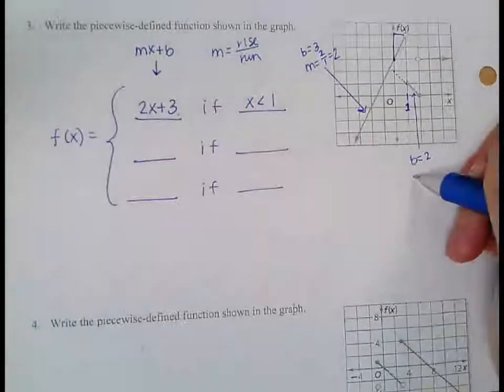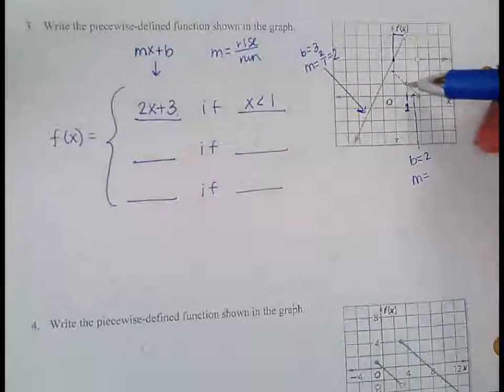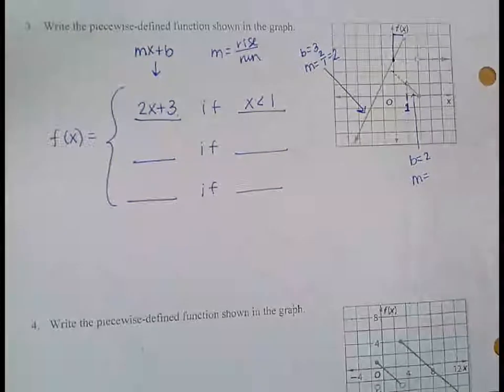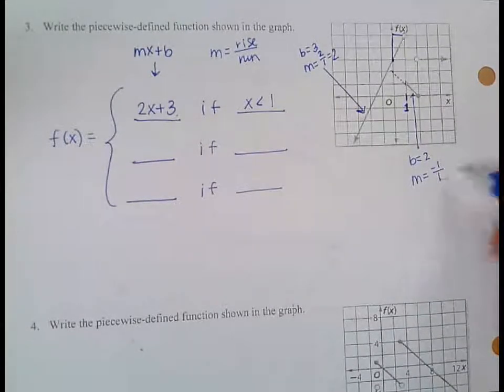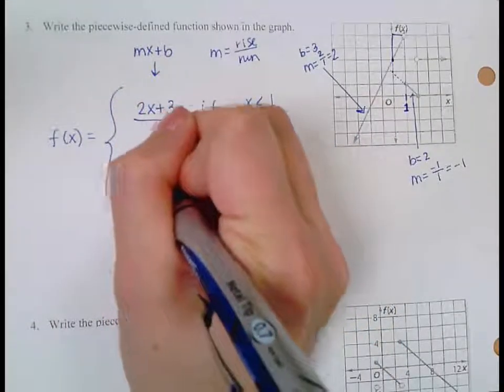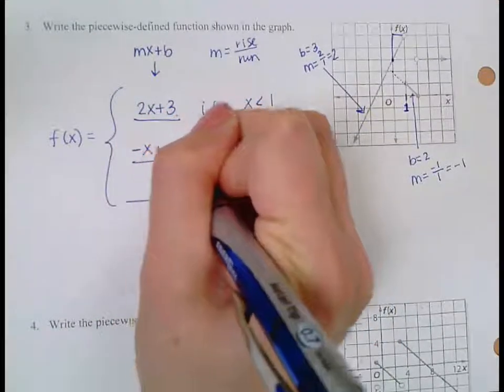And then the slope, again, rise over run, from one point to the next, I would be going down 1, right 1, or up 1, left 1. So it'd be -1 over 1 or 1 over -1, so just -1. So m is -1, b is 2, so the expression is -1x, or just -x plus 2.